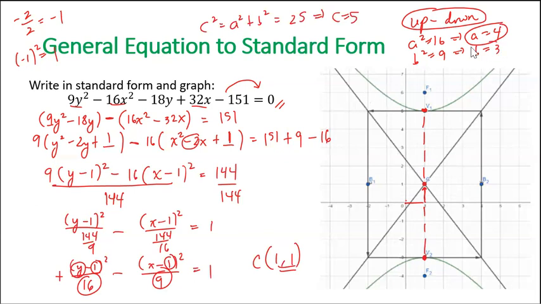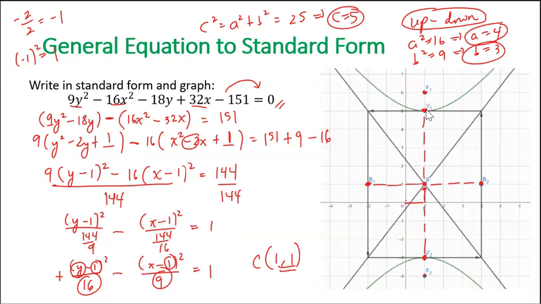And then, since b is equal to 3, from the center, we move 3 units to the left to get one of the co-vertices and 3 units to the right to get the second co-vertex. Now, for the foci, we move 5 units above and below from the center. So that's why we get the following foci.